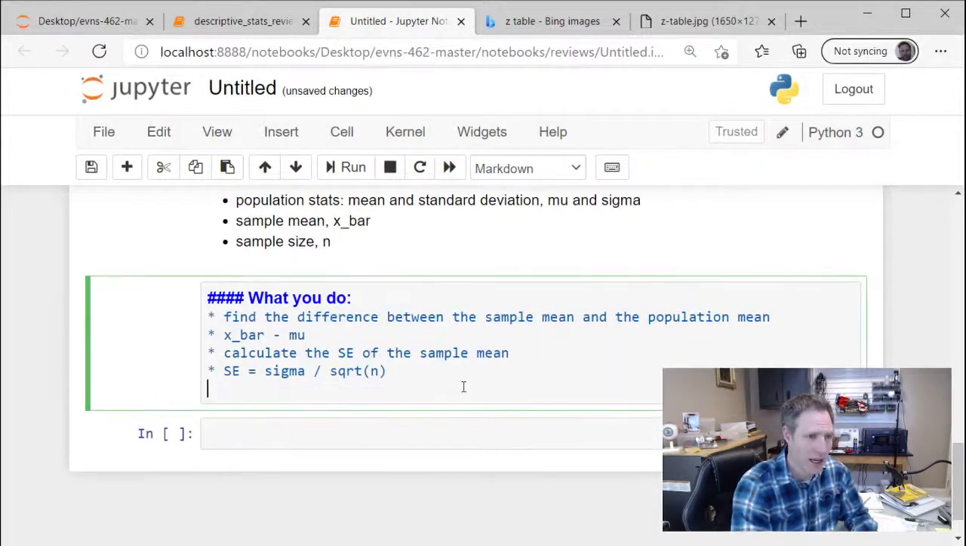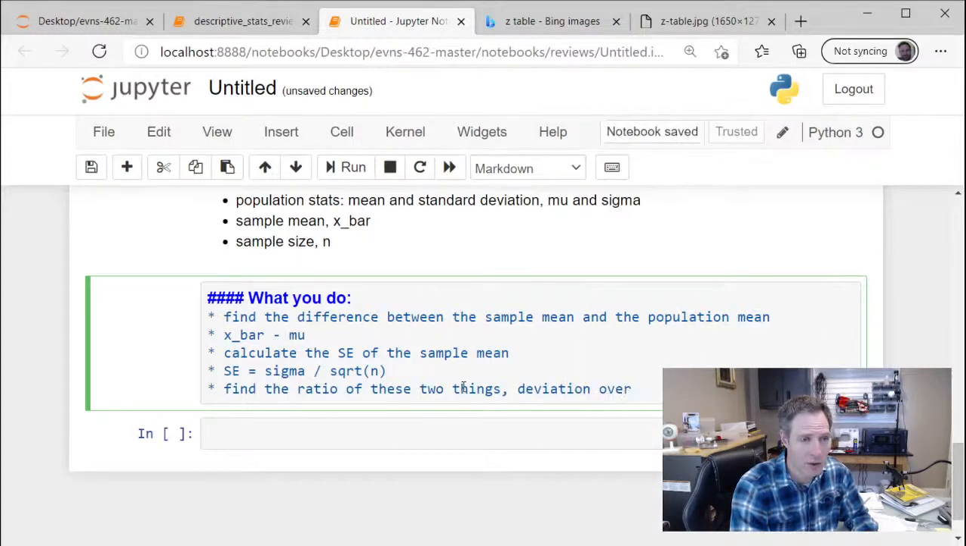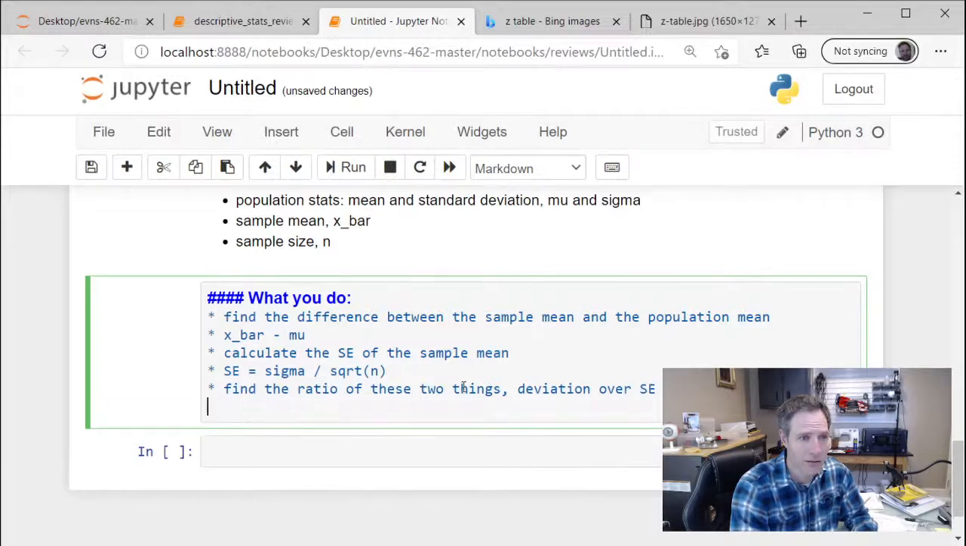All right, and then the last thing is find the ratio of these two things. Deviation over standard error. So that is Z is equal to the deviation between the sample mean and the population mean divided by the standard error of that population mean.